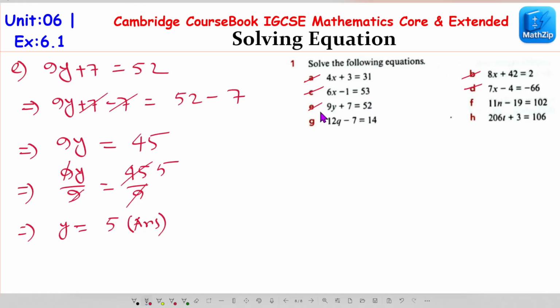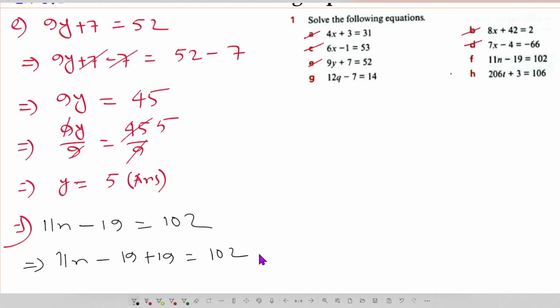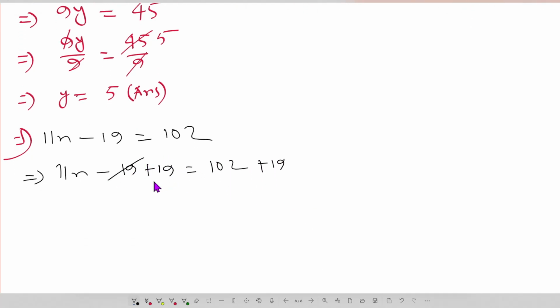E done. F, 11n minus 19 equals 102. So 11n minus 19 plus 19 equals 102 plus 19, right? Then minus 19 plus 19 cancel out. So here is 11n equals 102 plus 19, which will be 121.